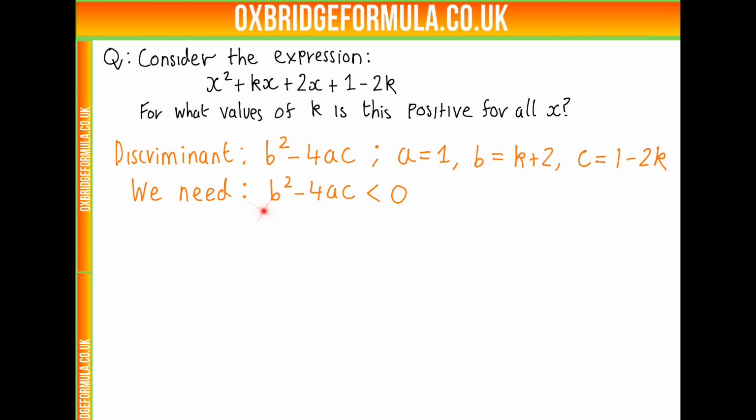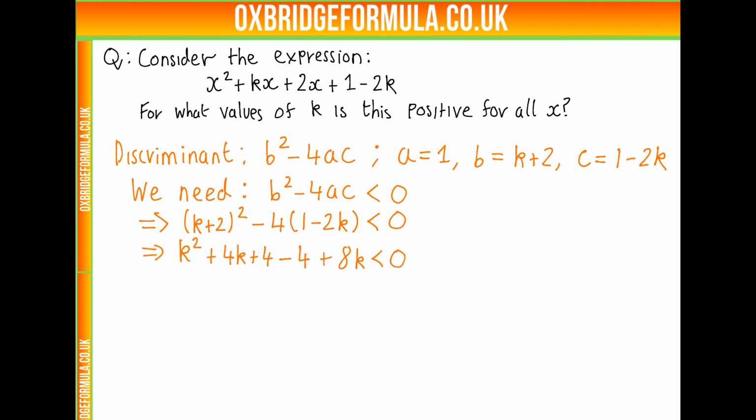So let's do the logical thing. Let's work out what b squared minus 4ac is with our a, b and c here. So we have k plus 2 all squared minus 4 times 1 times the 1 minus 2k, less than 0. Let's expand. Hope some things cancel. So k squared plus 4k plus 4, then minus 4 plus 8k is less than 0. And you'll probably see that the 4 and minus 4 cancel, which is very nice because we get this relatively simple expression compared to this. So we've got something that looks pretty dealable with here.